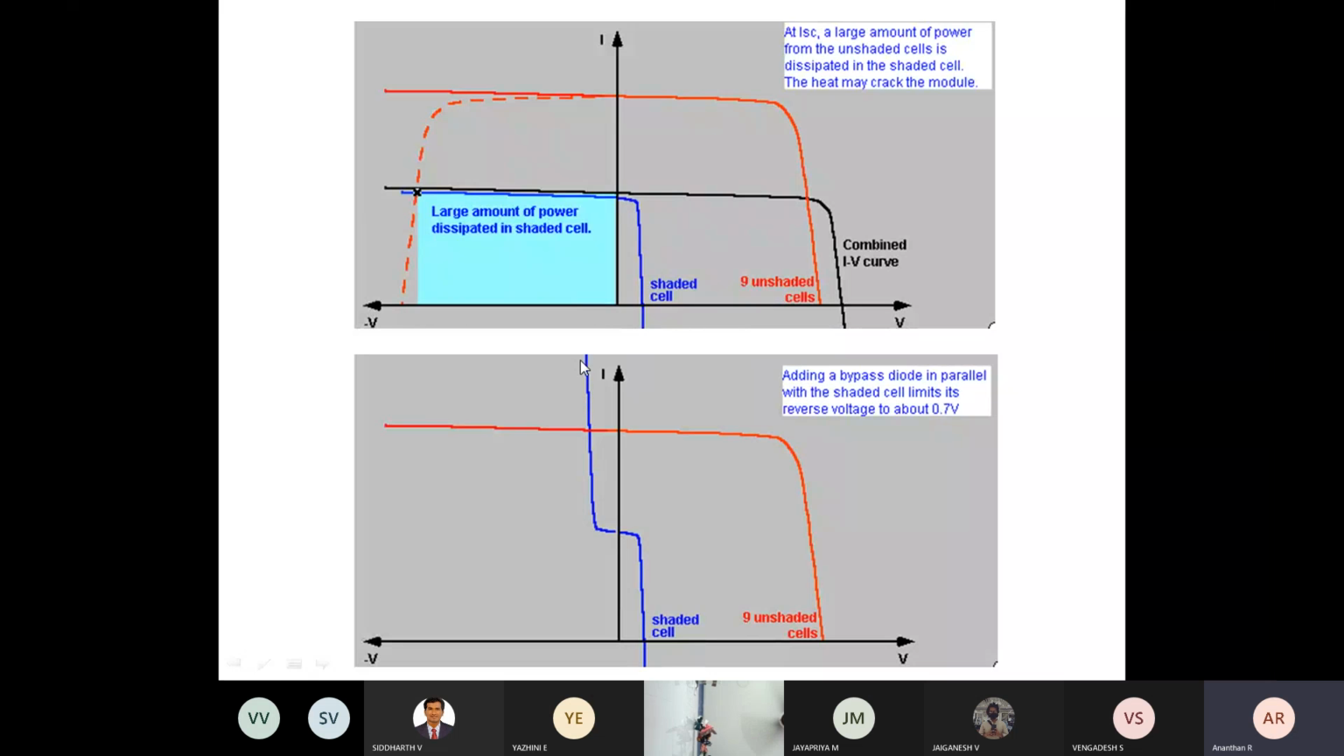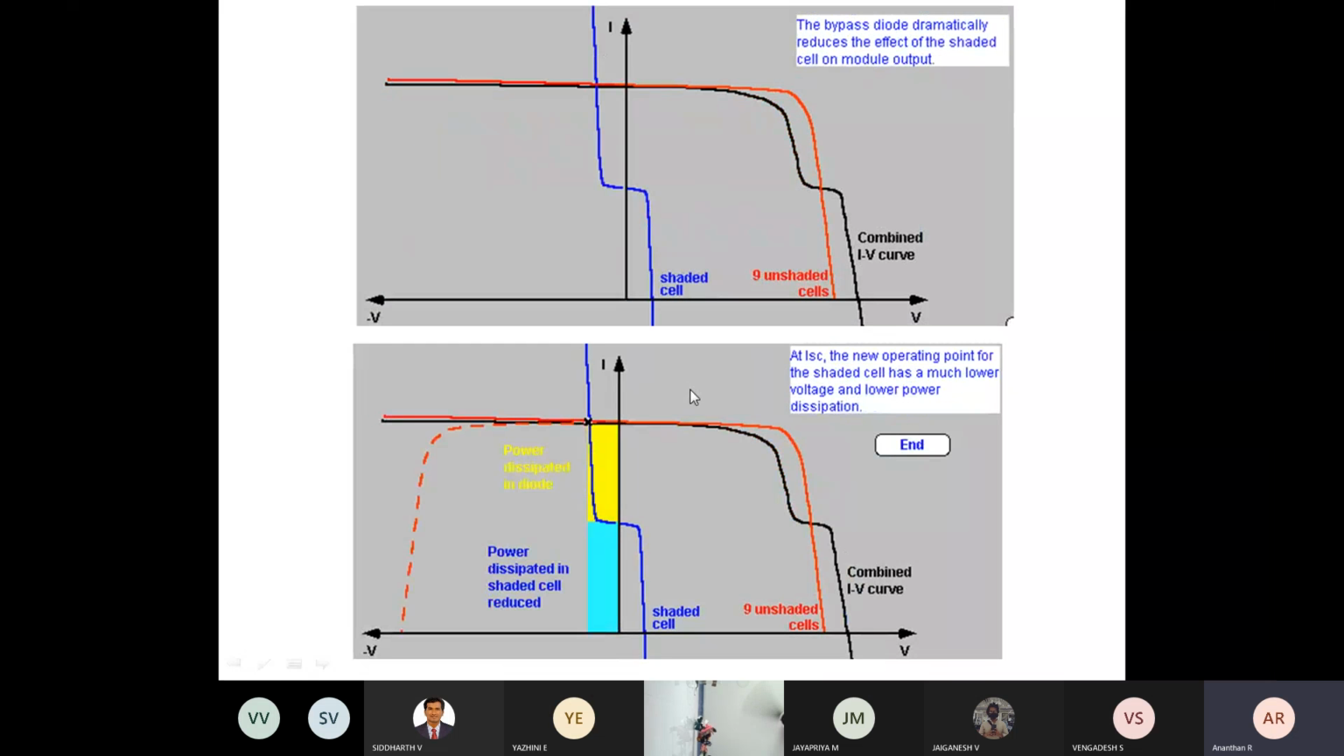If you see the combined effect, you can get a graph like this. If you look at the negative effect, this is the lost power. This is the dissipated power from the single particular shaded cell. So we can get this much amount of power within the solar cell. So the addition of a bypass diode will yield your maximum power.